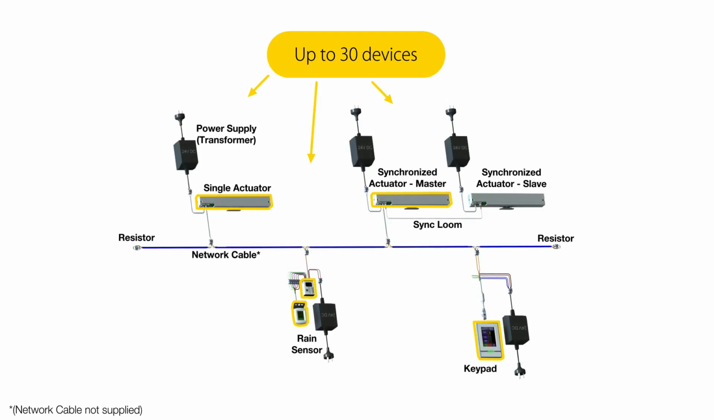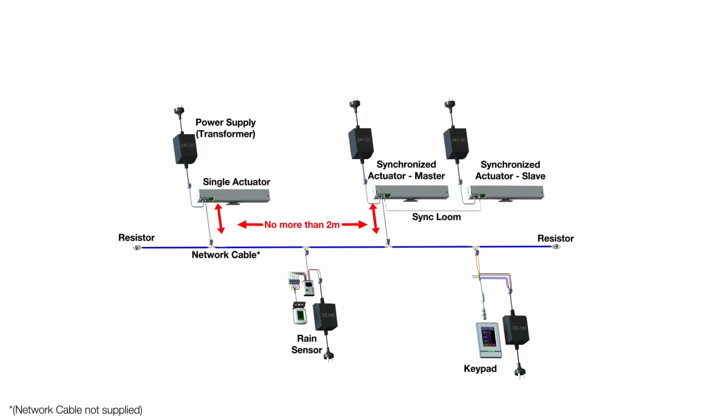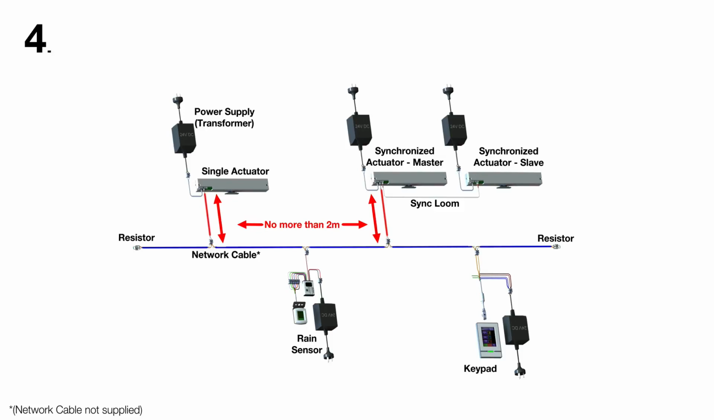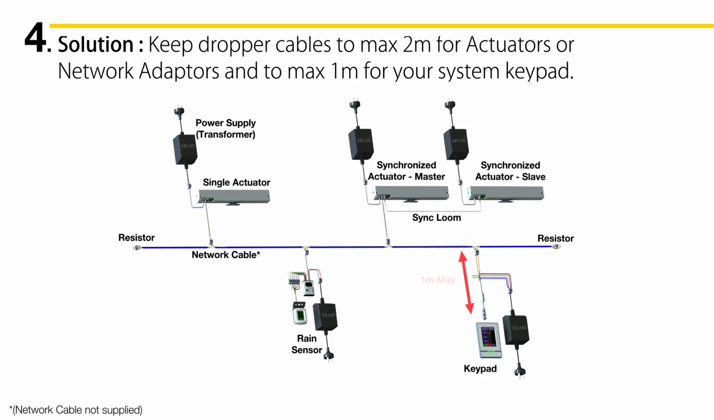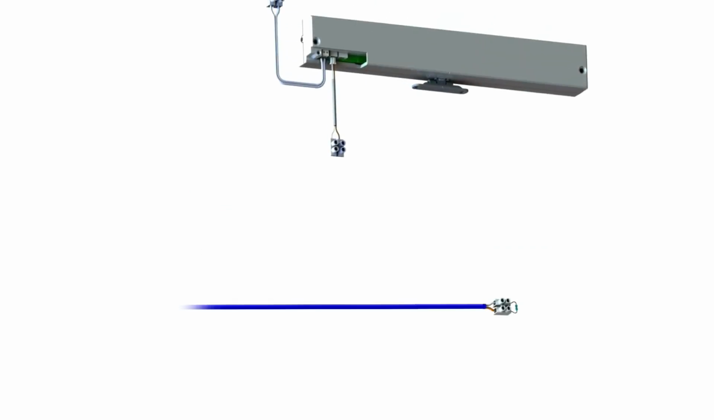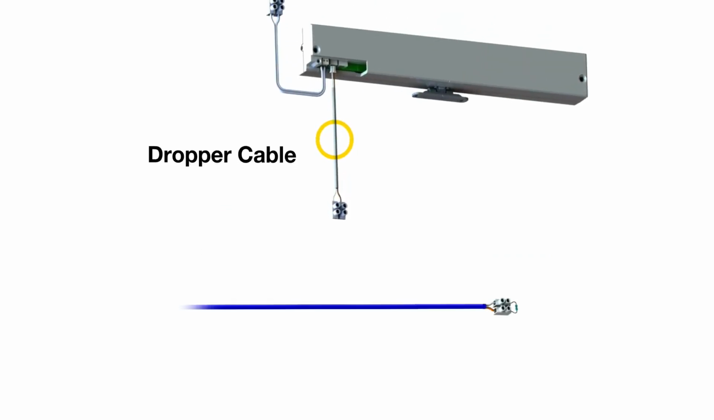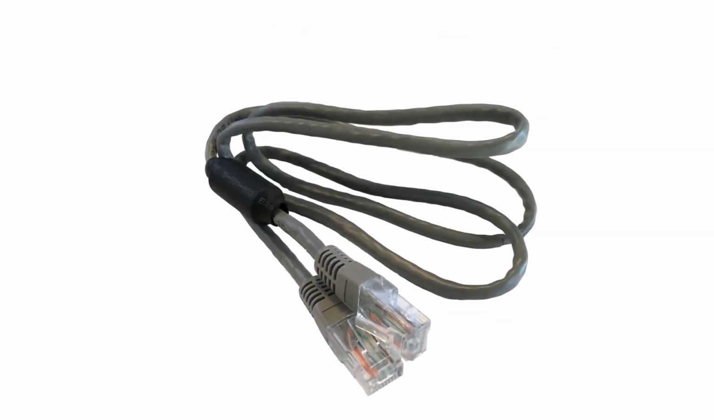It's a good idea to plan your main network cable run so that the dropper cables to each device are as short as possible. Dropper cables that are too long will cause data corruption. Where a dropper cable connects an actuator or network adapter, it must be no more than 2 meters long. And where the dropper cable connects to a keypad, no more than 1 meter. If you have trouble getting the provided dropper cables to reach the network cable, simply loop the network cable closer to the device. The last common cabling issue is the keypad cable.